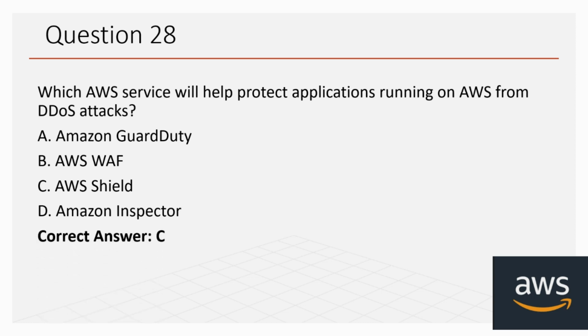So the correct answer is C, AWS Shield. AWS Shield is used to protect your application that is hosted on AWS from DDoS attacks.